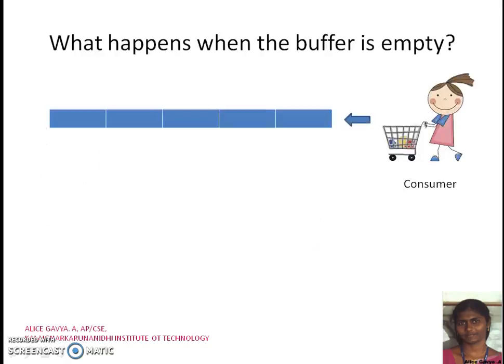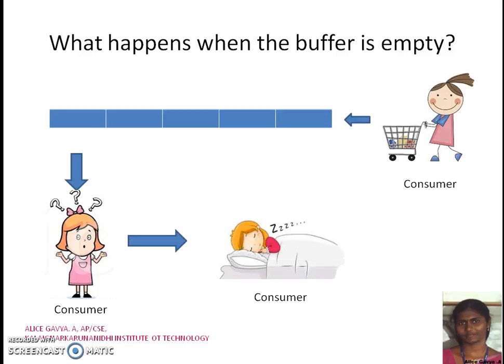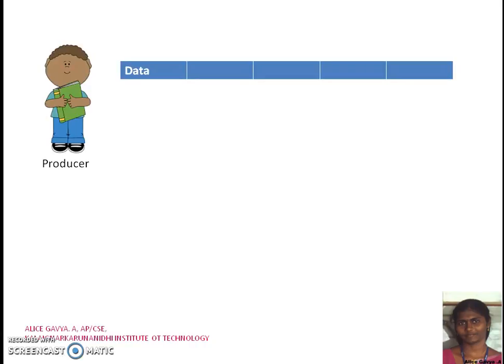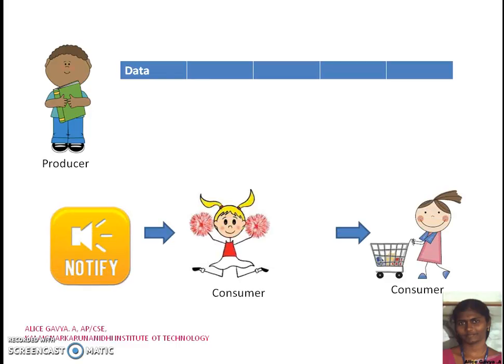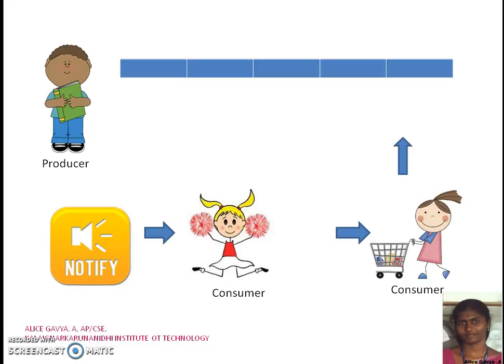So what happens when the buffer is empty? When the buffer is empty, the consumer cannot consume, utilize or remove data from the buffer. So what will the consumer do now? Again, the consumer goes to sleep mode. When data is added into the buffer by the producer, a notification is sent to the consumer, so that the consumer wakes up from sleep mode and consumes the data that was produced by the producer.